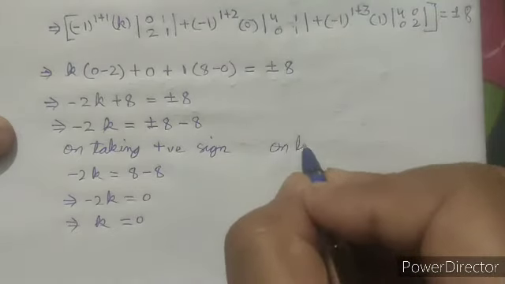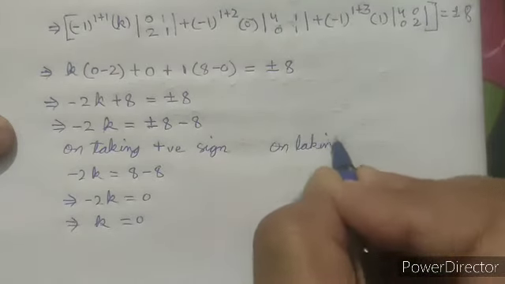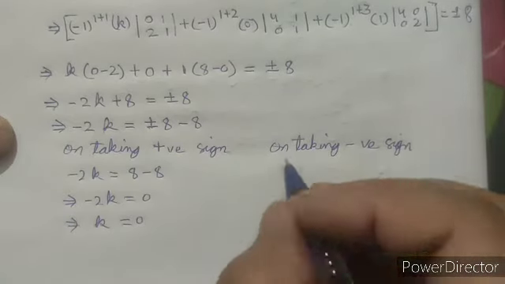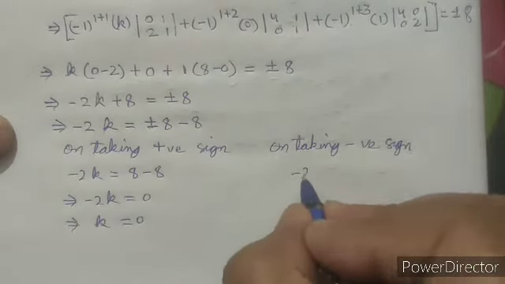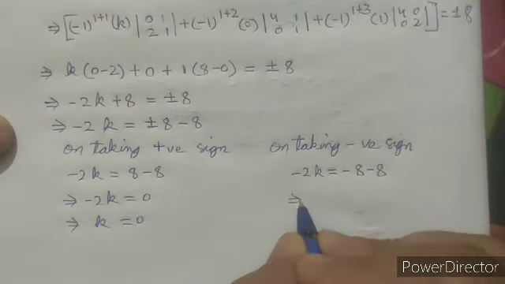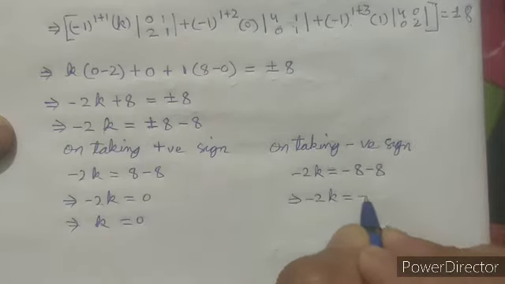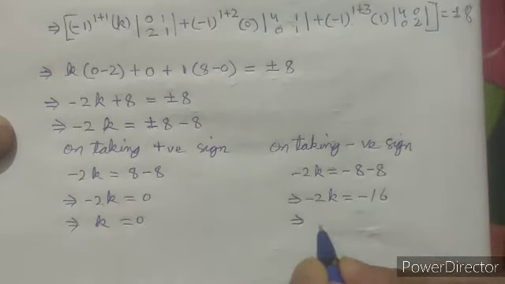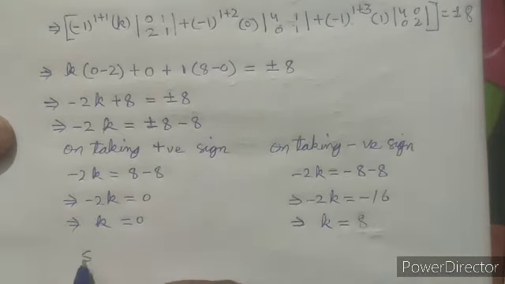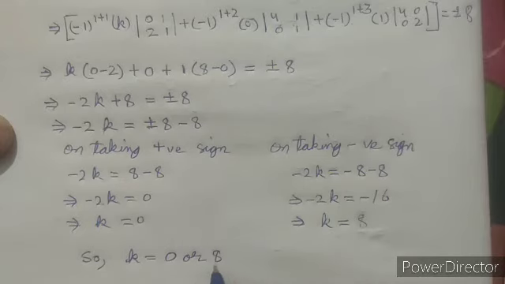On taking the negative sign, we will get minus 2k equal to minus 8 minus 8, and that will be minus 2k equal to minus 16, and this will give us the value of k as 8. So we can say the value of k will be either equal to 0 or 8.